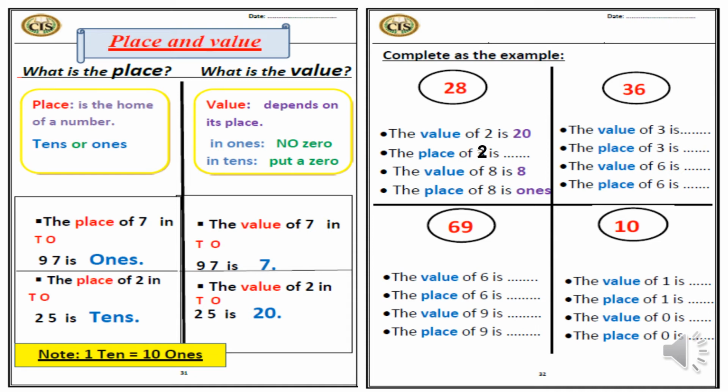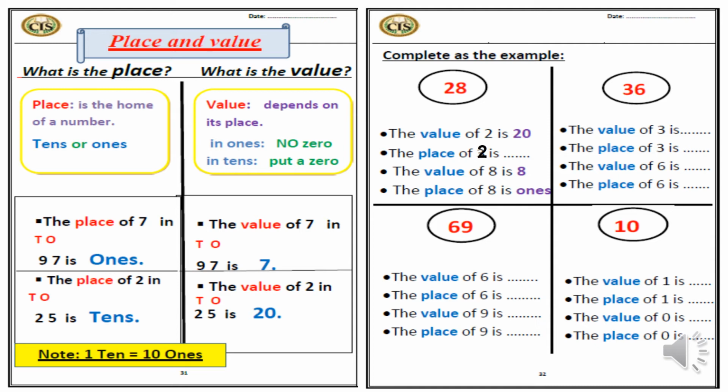Okay. The place of number 7 in 97. He asked about the place. Here, 7 in which place? In ones. The value of 7 in 97. 7 in ones, so its value will be 7 because no 0 in ones.